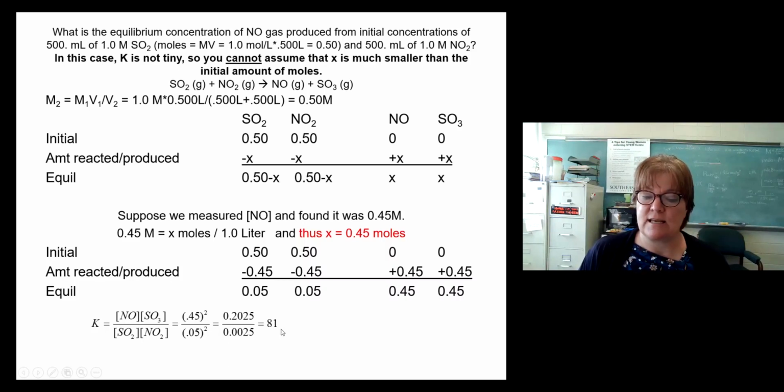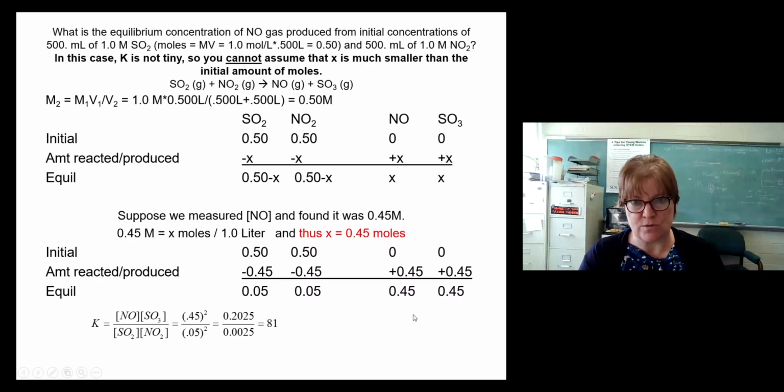And I can plug it in, and it turns out I get a K value for this reaction of 81. So it's product favored because it's bigger than 1. That means there's more products than there are reactants. I can also see that in this ICE table. So that's how we use ICE tables, and we're going to be using those.